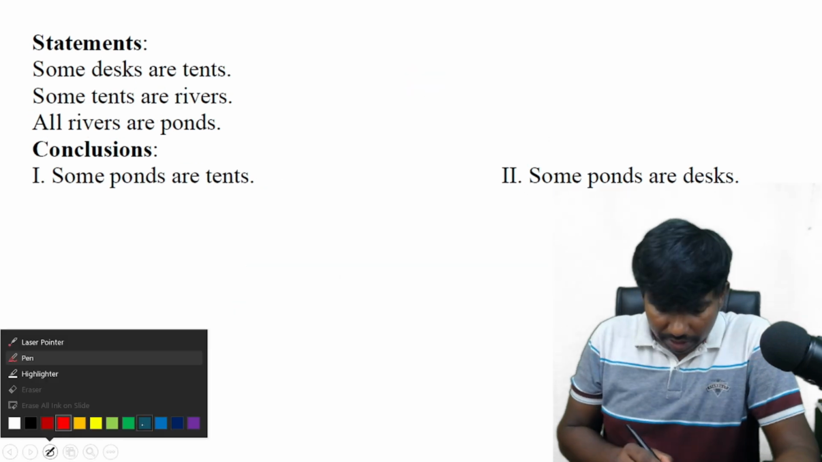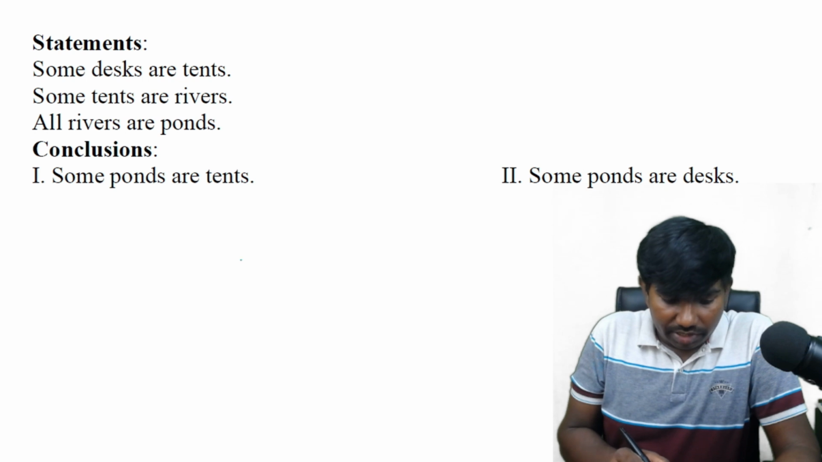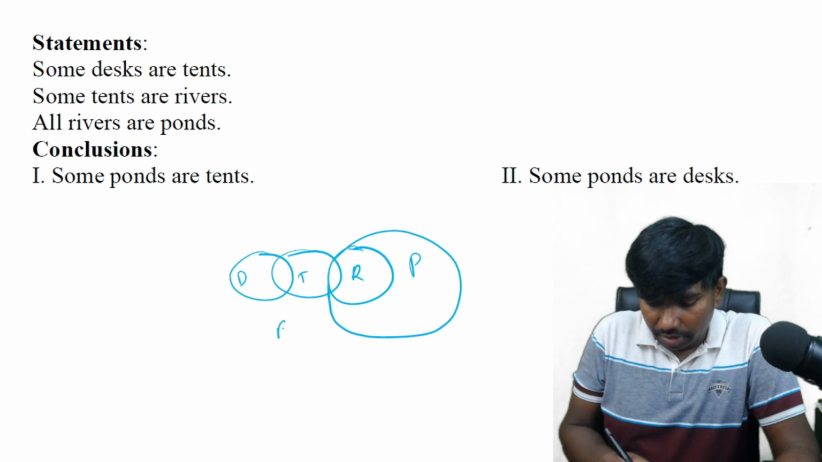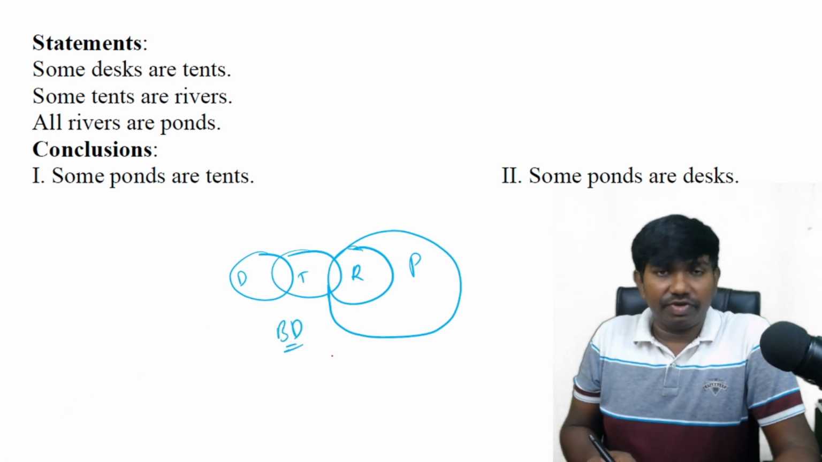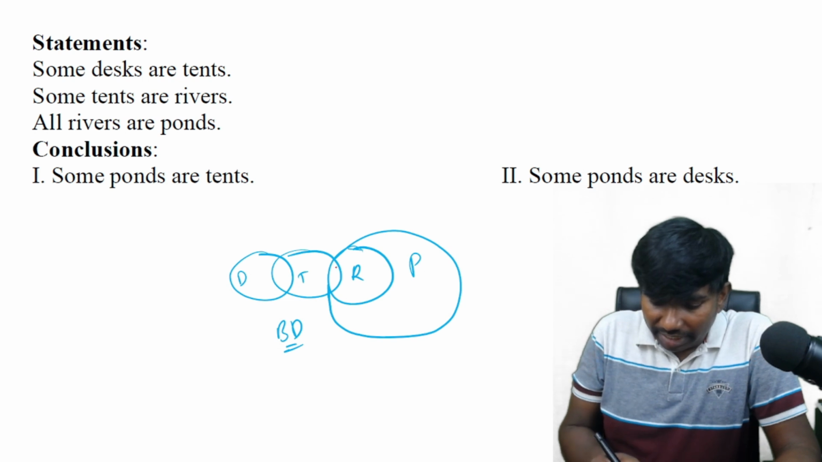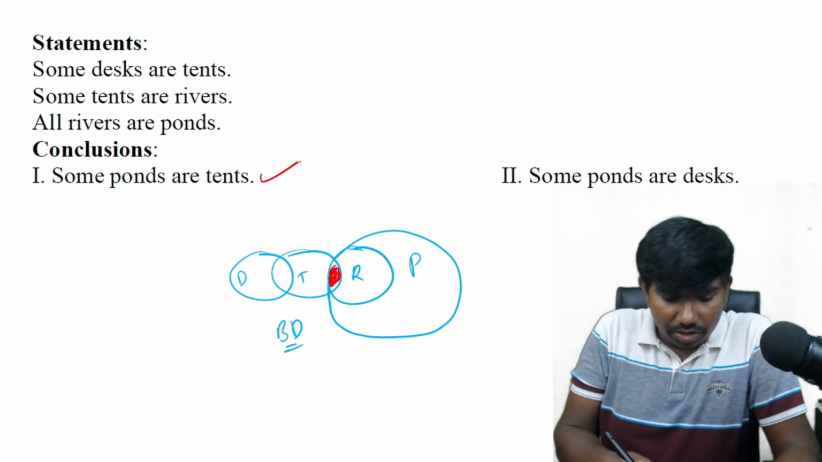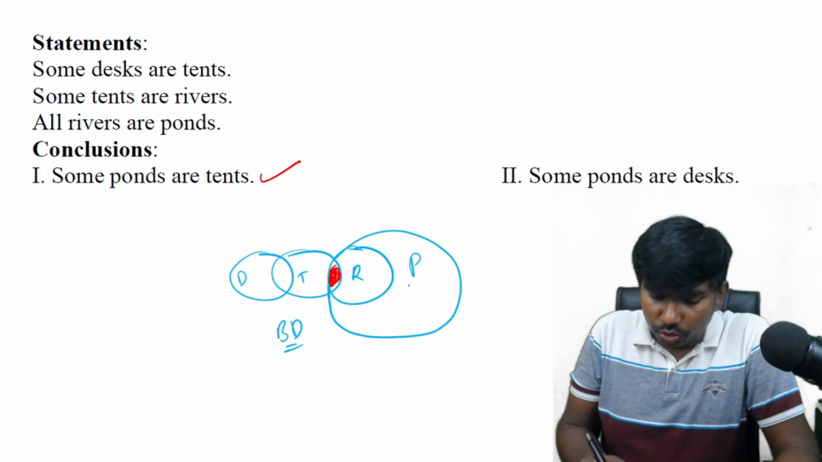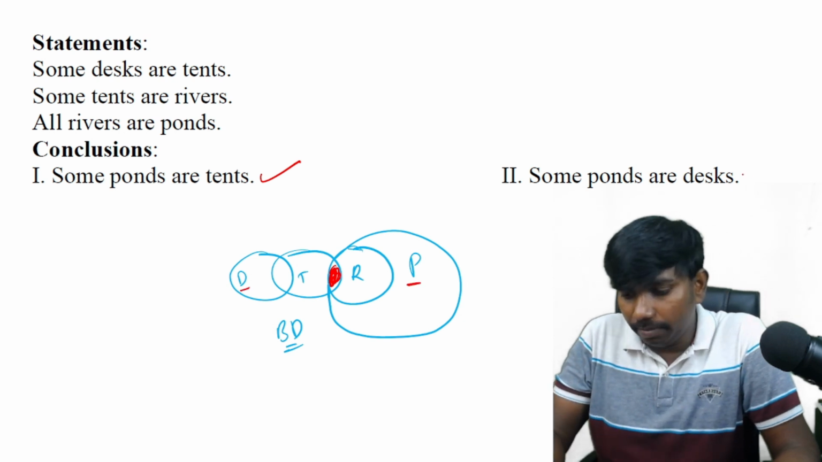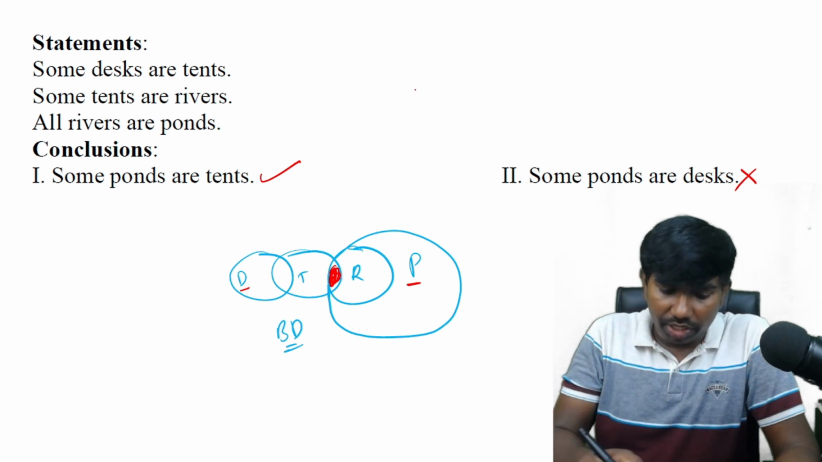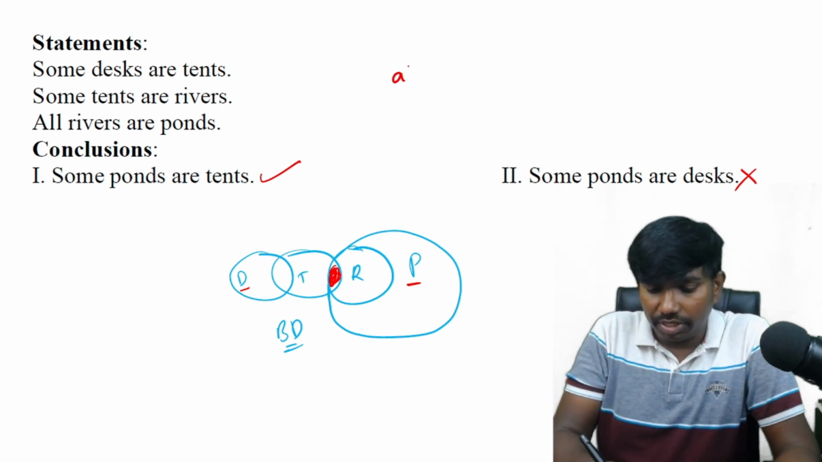Okay, next, draw the diagram. Some desks are tents, some tents are rivers, all rivers are ponds. So this is pond. This is the basic diagram. Now verify the conclusions one by one. Some ponds are tents. Pond and tent, is there any direct overlap? Yes, there is a direct overlap. Next, some ponds are desks. Pond and desk, there is no intersection between D and P. That's why it fails. So the answer for this question is only conclusion 1 is true, that is option A.